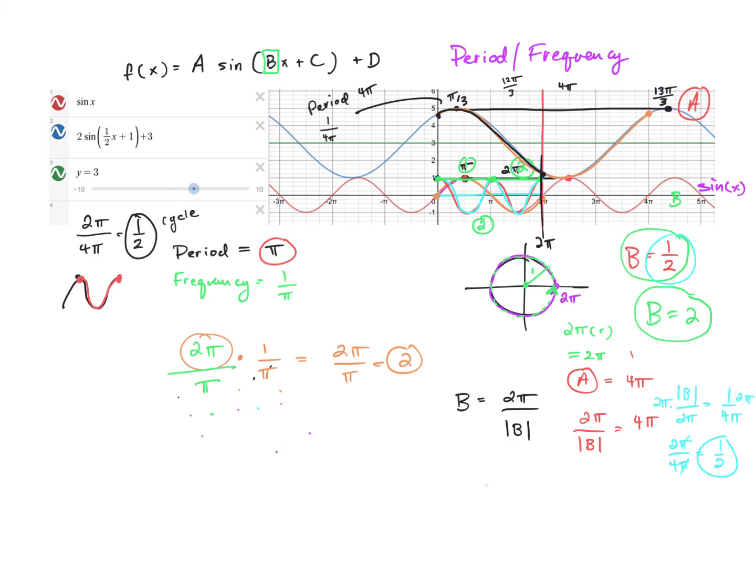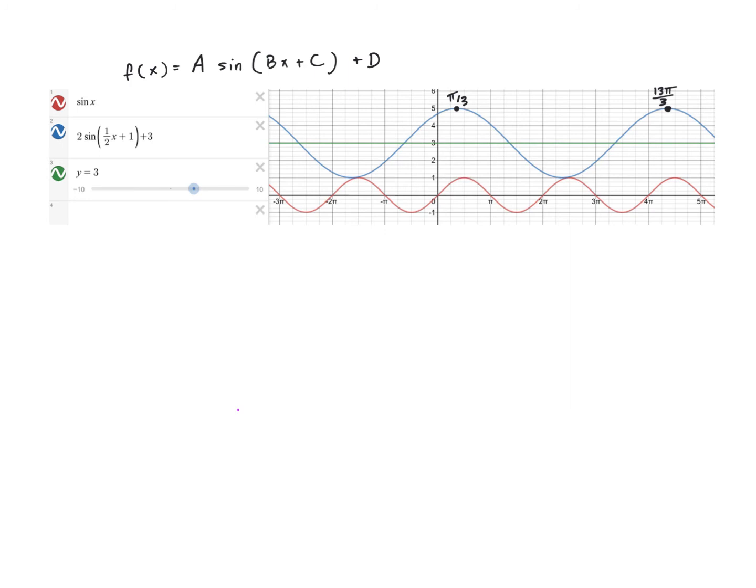Another thing you want to look at is amplitude. So here we're looking at our amplitude. Amplitude's a little easier. It's basically from your midline. Now, let's not go to midline. It's basically you're looking at top to bottom. So in this case, 2.